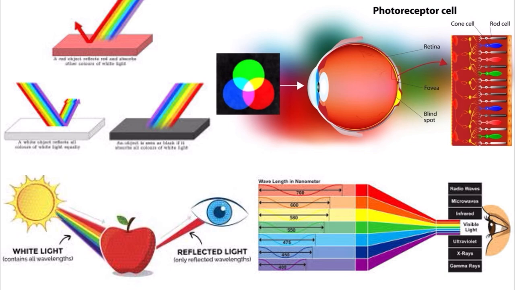Scattering also affects what we see. Tiny particles can redirect certain wavelengths more than others. The sky appears blue because air molecules scatter short wavelength light much more effectively than longer wavelengths like red.